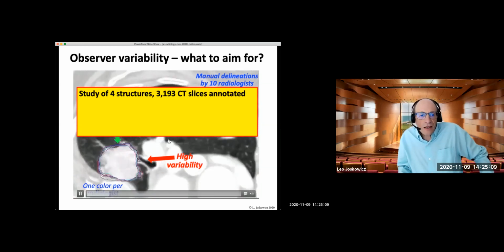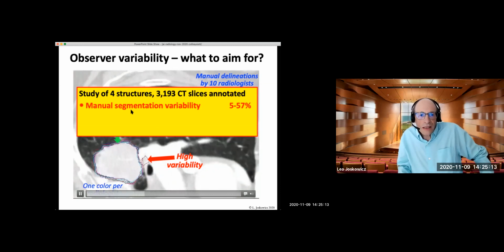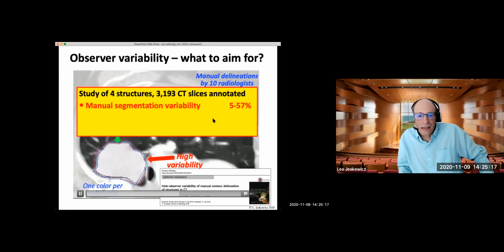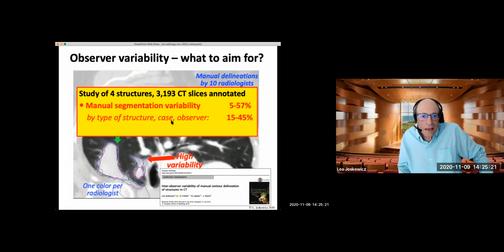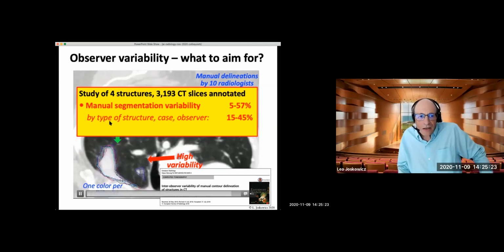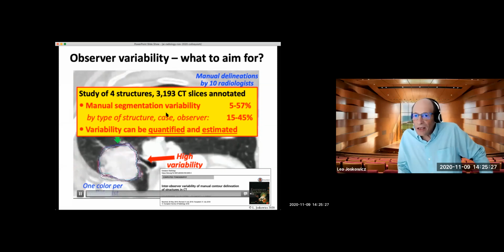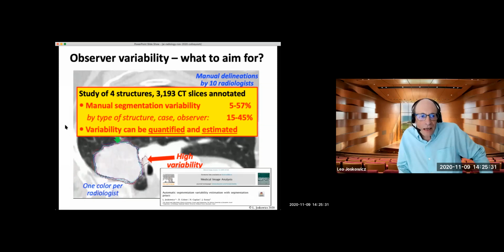So in a study we did with them, on 4 different structures, we see that this variability can be between 5 and 57%, meaning the variability of the area or the volume that you can see. And this changes a lot by structure, case, and observer. And all of them are legitimate. So this is an intrinsic variability. It's not an error.